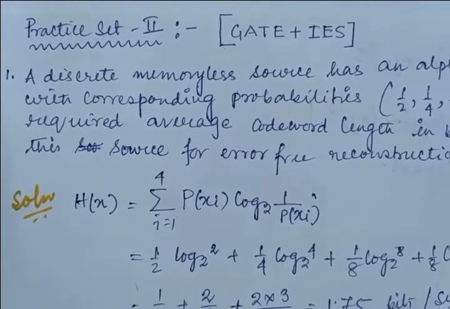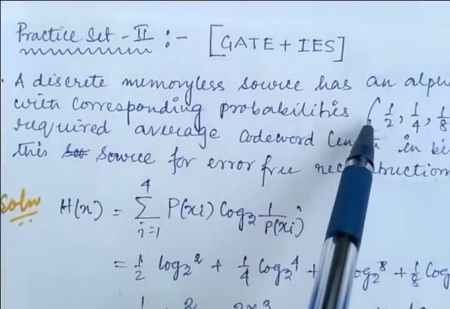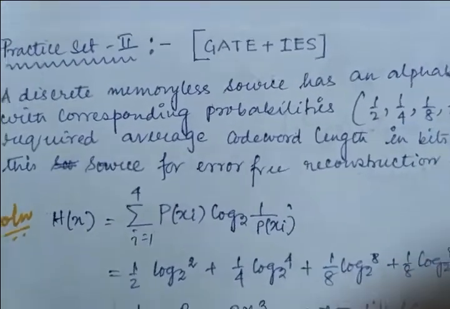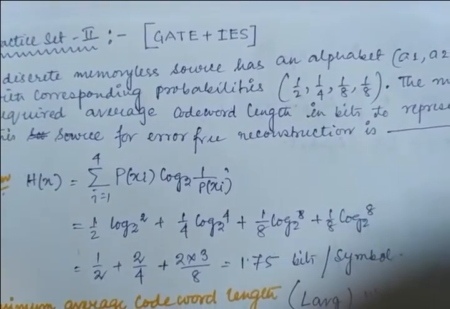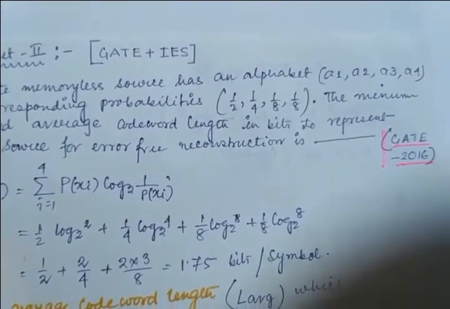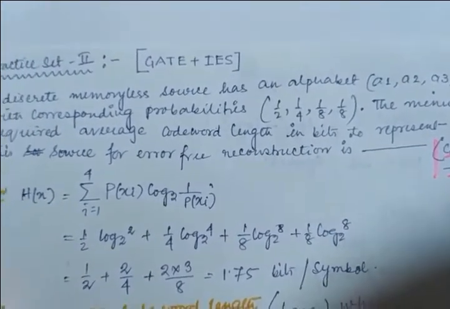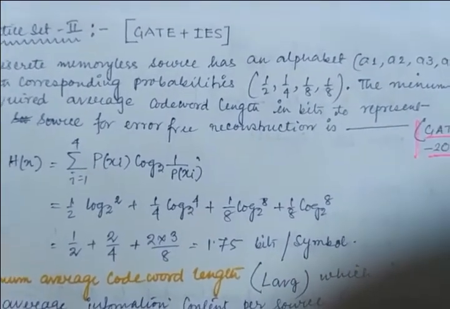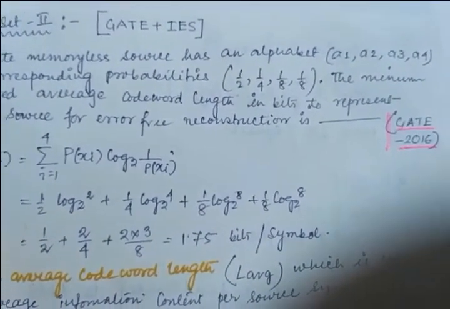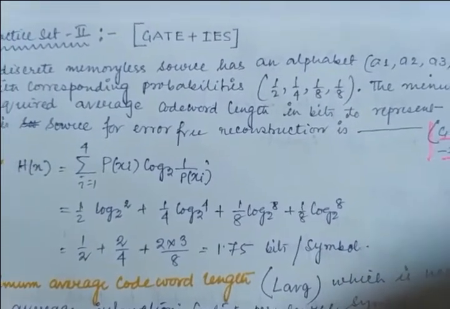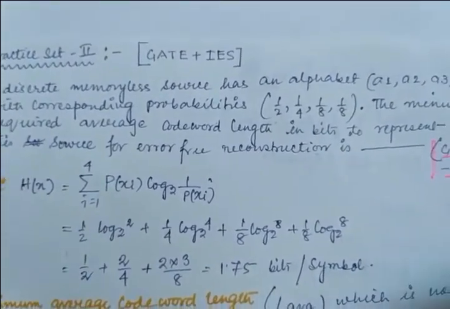This was my first question. And what is the first question? Please go through the question. A discrete memoryless source has an alphabet A1, A2, A3 and A4, with corresponding probabilities 1/2, 1/4, 1/8 and 1/8, right? And the minimum required average code word length in bits to represent the source for error-free reconstruction is, right? This has already come in GATE 2016. I must say the question is very easy, but you have to identify the clue.